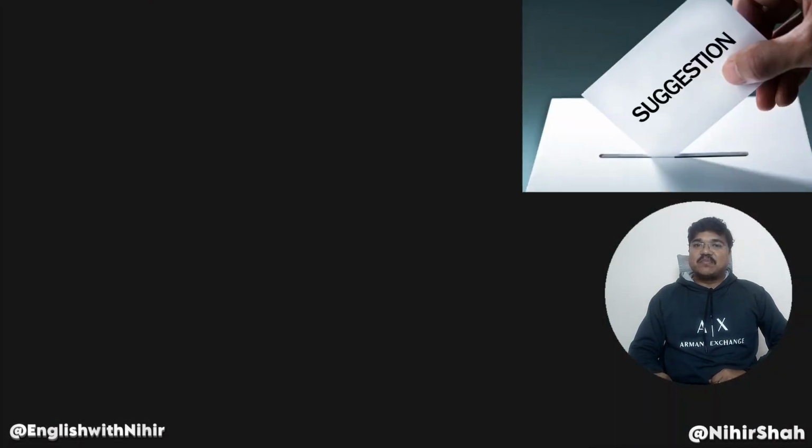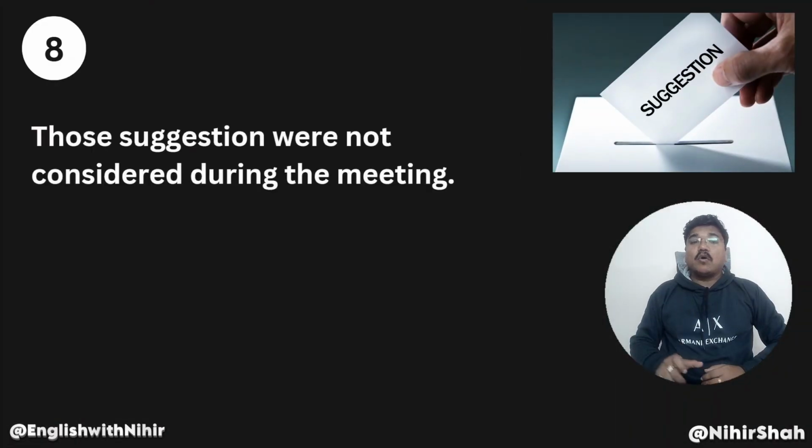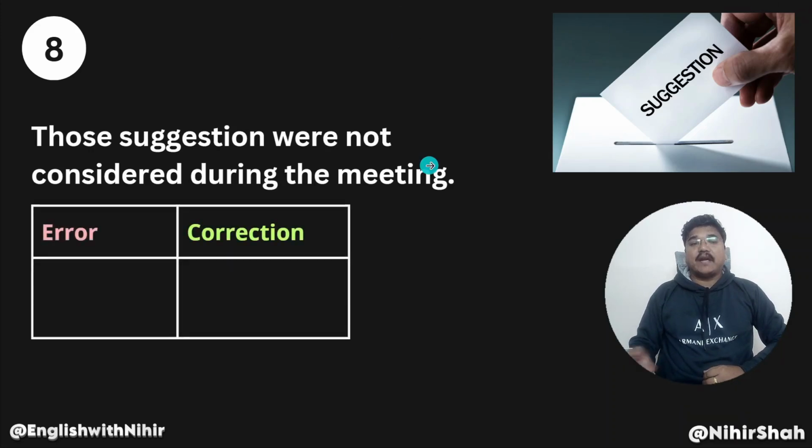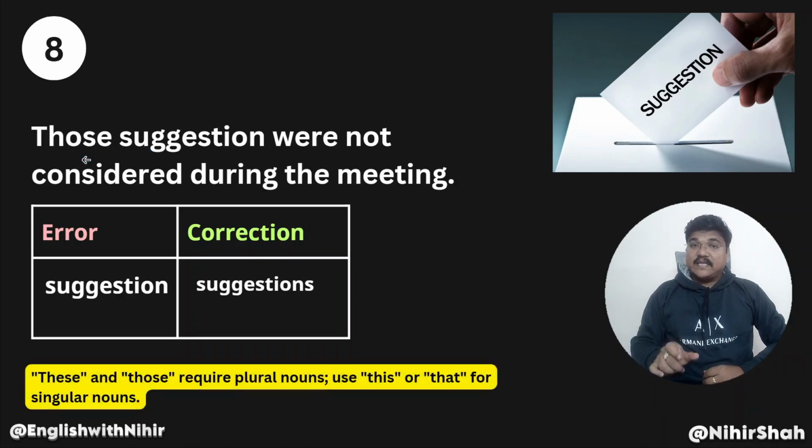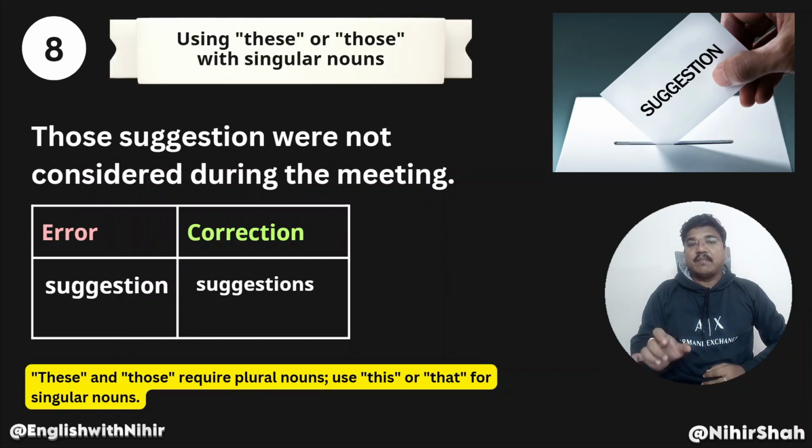Let's move on to the eighth mistake. Those suggestions were not considered during the meeting. What is the error and what is the correction required here? Can you think about it? I hope you would have guessed. Here suggestion is incorrect. The correction is suggestions should be there. Why? Because we have used the determiner those here. For these and those, plural nouns will come. And for this and that, a singular noun will come. Please remember this. This is mistake number 8, using these or those with singular nouns.